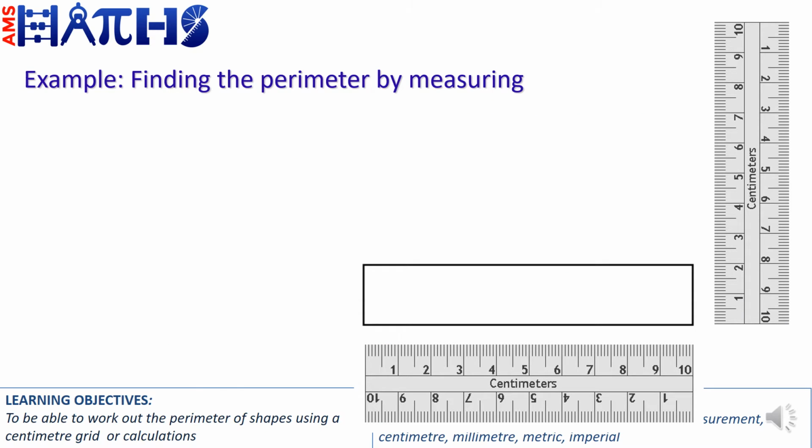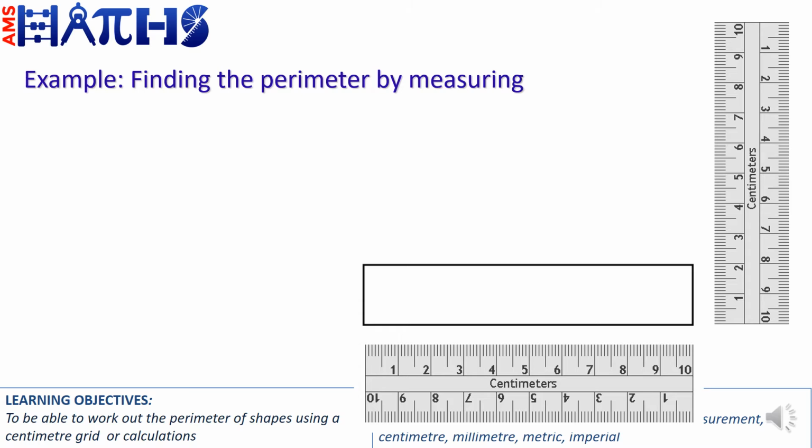For this example, we are going to look at finding the perimeter of a shape by measuring. If we are going to use this method, we will need a ruler to measure the lengths of the sides of the shape. Here we have a rectangle, and so we will have to measure the 4 sides and add them up to get the perimeter.